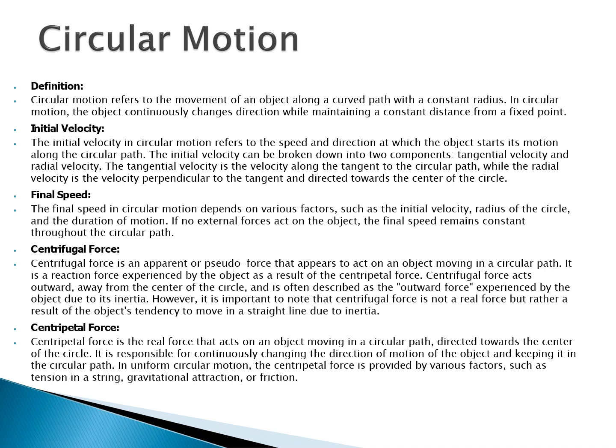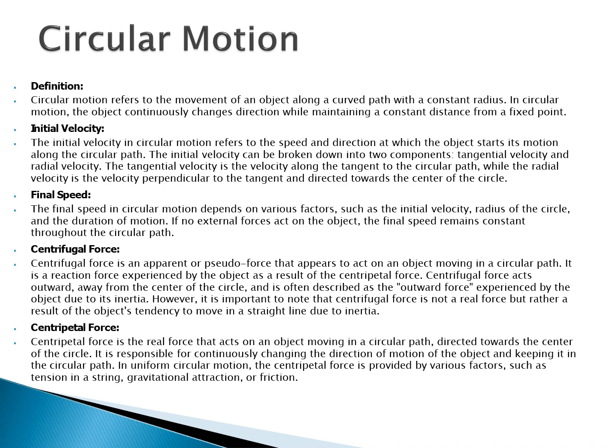Circular motion. Definition. Circular motion refers to the movement of an object along a curved path with a constant radius. In circular motion, the object continuously changes direction while maintaining a constant distance from a fixed point.